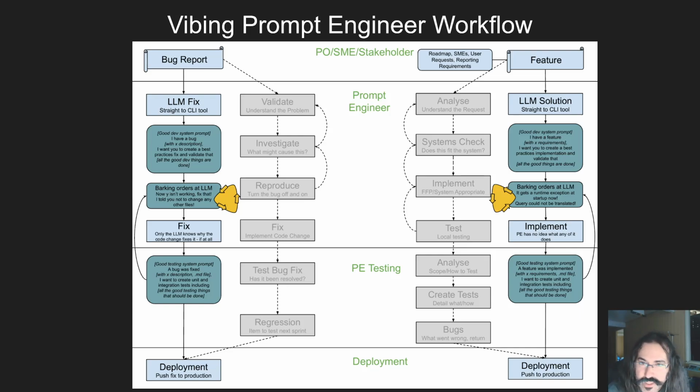Then during a feature, it's a very, very similar process really. It's just a good dev system prompt. You've got a feature with certain requirements, create a best practice implementation and validate that all the best things are done that you want. Go back to barking orders at the LLM. There's a runtime exception now. The query could not be translated. Finally, it's done and it goes back through more or less the same testing procedure at the end.